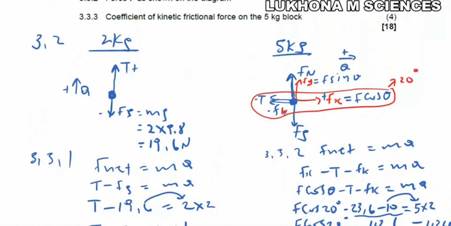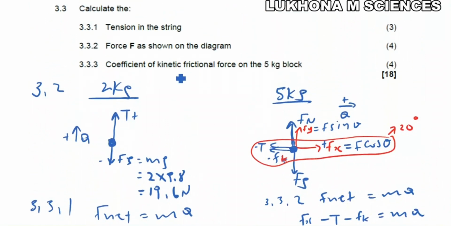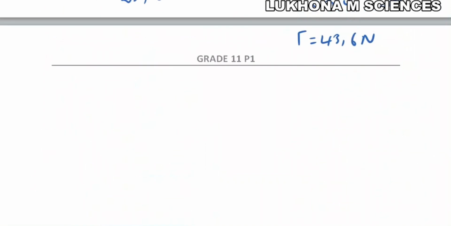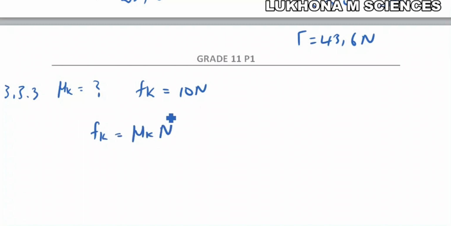Let's check another question. The following question says calculate the coefficient of kinetic friction. So we are looking for the coefficient of kinetic friction, that is 3.3.3. We have the kinetic frictional force as 10 newtons, which means we are going to use this formula, but we do not have the normal force, which means we must calculate the normal force.